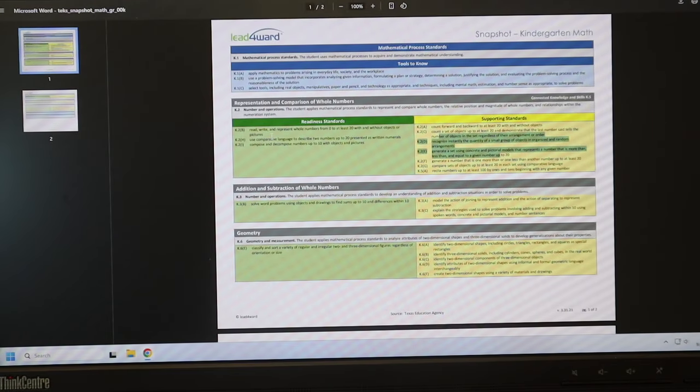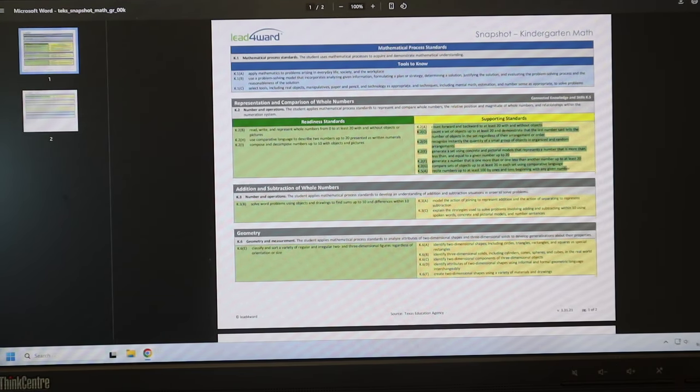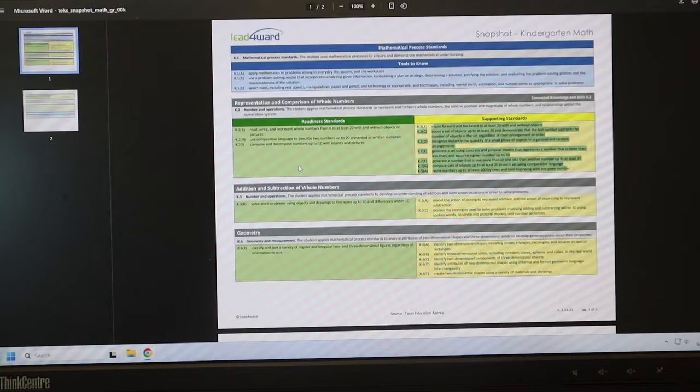So it truly breaks it up and really makes you hit hard onto these, because if the students aren't getting this, they're not gonna get this. They have to have the supporting standards to be able to do the readiness standards.